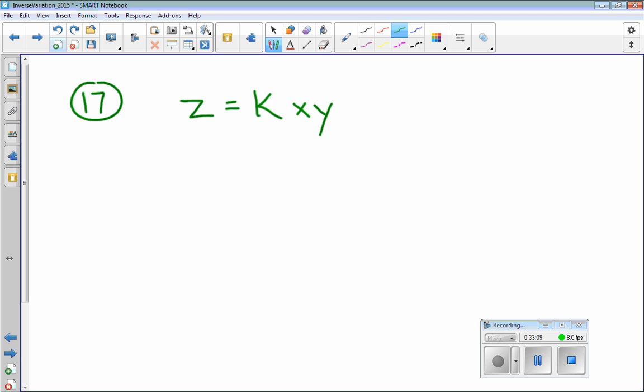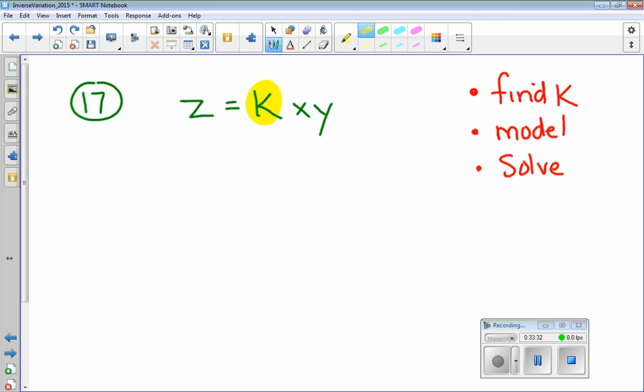K is always going to be there because we have to solve for our constant of variation, which we need to do. Let's write our steps down again. 1 is to find K. 2 is to create a model. And 3 is to solve the problem. So I need to find K. Do I have any information in 17 that will help me find K? Yes. What information do I have?